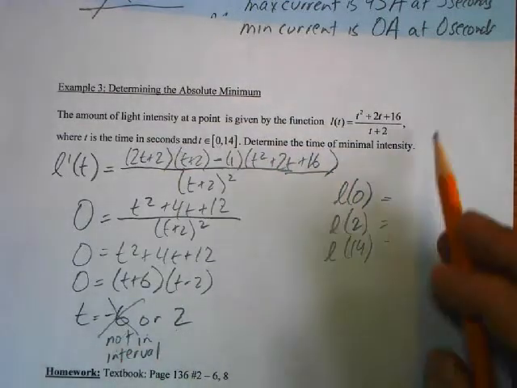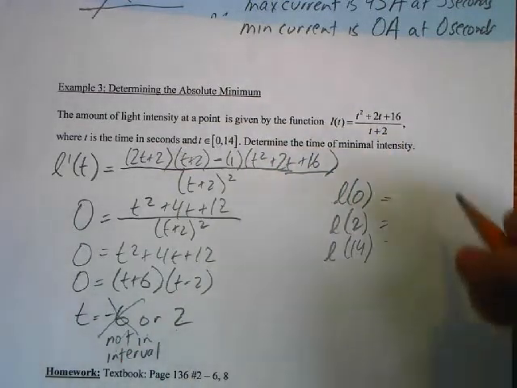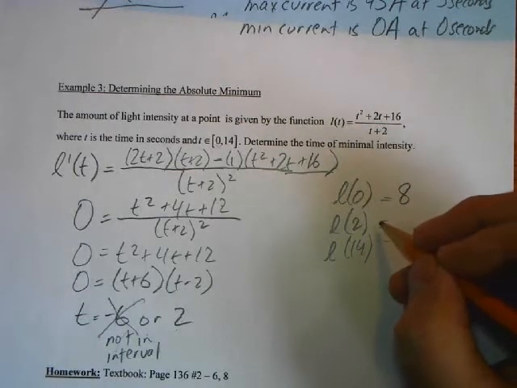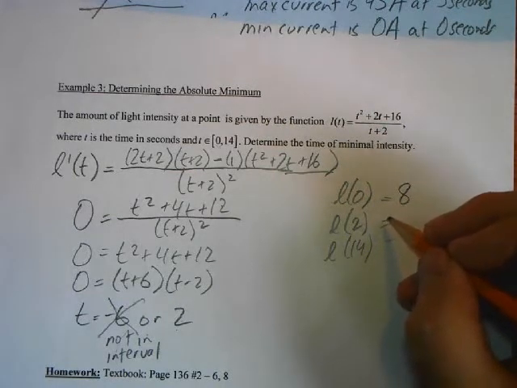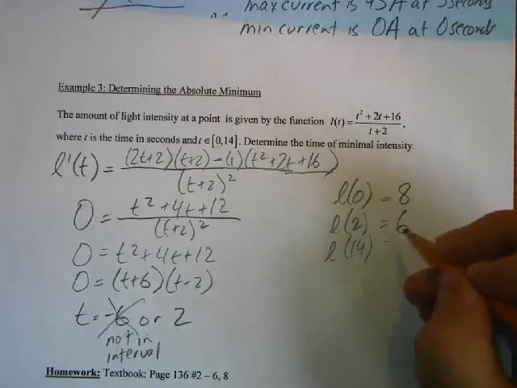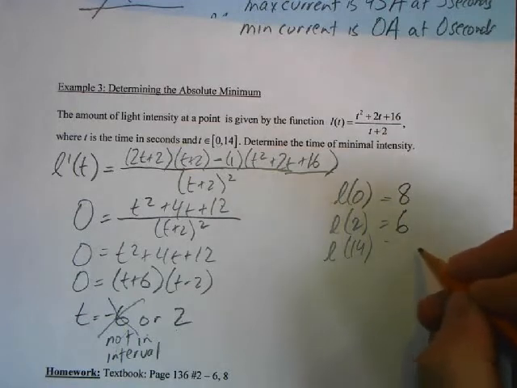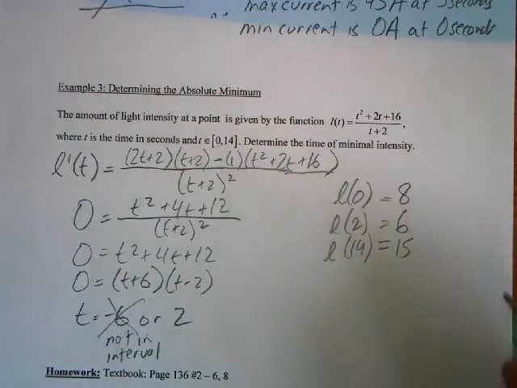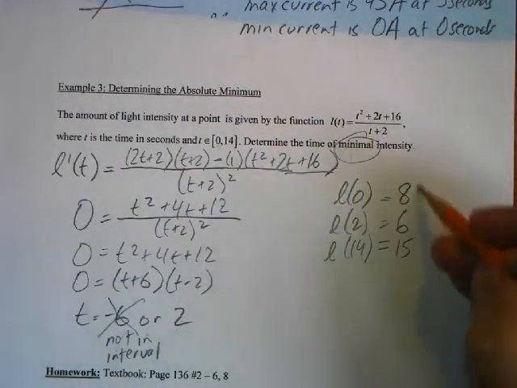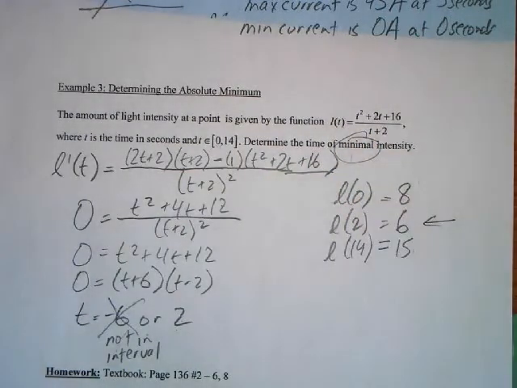So plug it into the original equation. We're going to get 8. I'm not even sure what the units are here. Just call it units, I guess. At 2 seconds, the light intensity is 6, and at 14 seconds, the light intensity is 15. So we're looking for the minimal only. So lowest of these three is the 6.